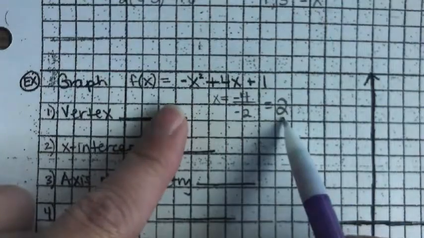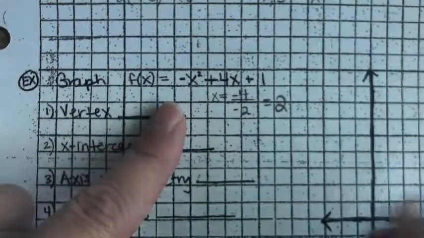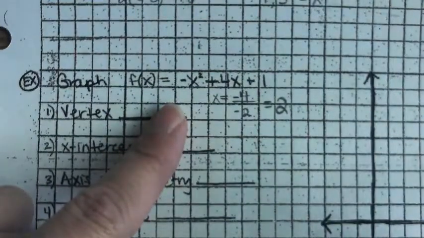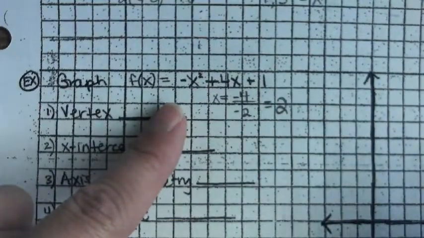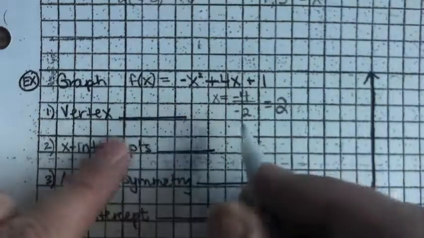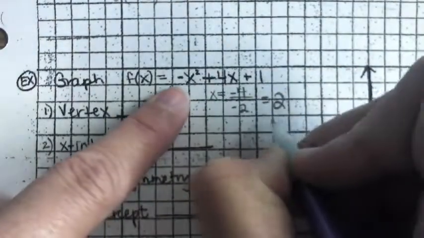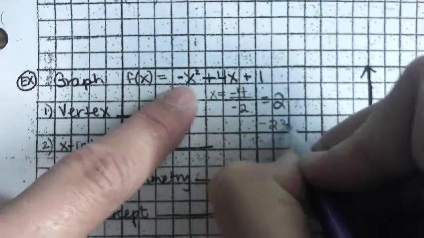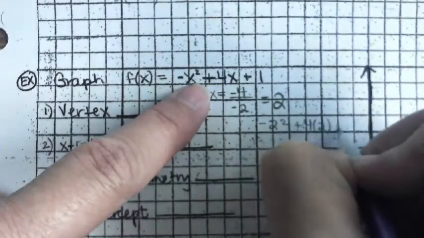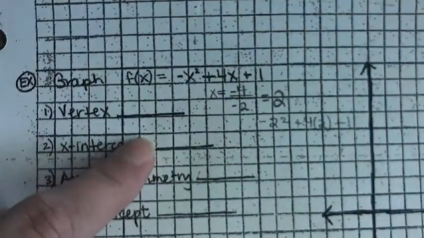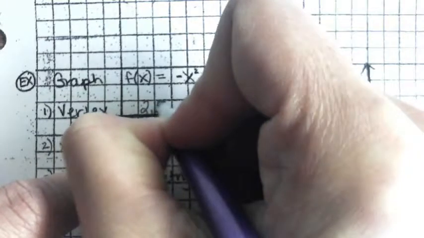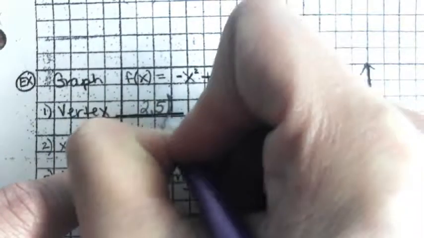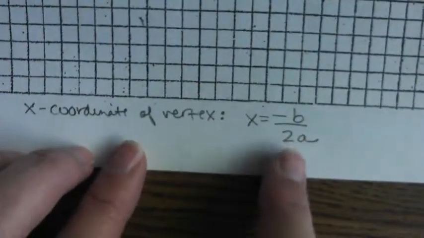If you know an x-coordinate, what's the next step to find the entire coordinate? Plug it in. So if we plug in 2, we're going to get negative 2 squared plus 4 times 2 plus 1. What's that? 5. 2, 5 is our vertex. Have you ever done that? Negative b over 2a? Yeah.